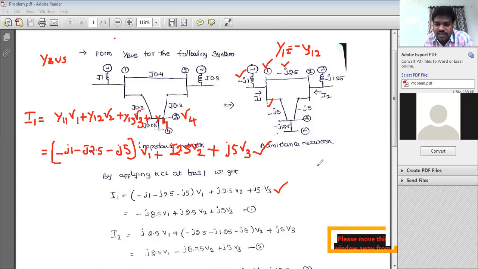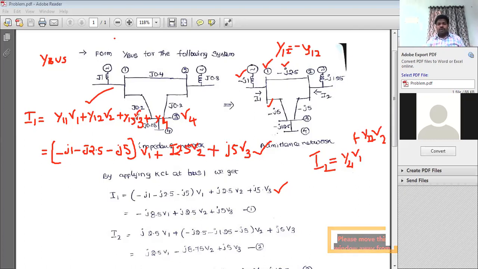So the second equation is nothing but I2. Here the first term is Y21. Please do remember Y21 V1 plus Y22 V2. Likewise, we have just seen that the generalized expression for a 4 bus system is I1 equal to Y11 V1 plus Y12 V2 plus Y13 V3 plus Y14 V4. Similarly, I2 is equal to Y21 V1 plus Y22 V2 plus Y23 V3 plus Y24 V4.